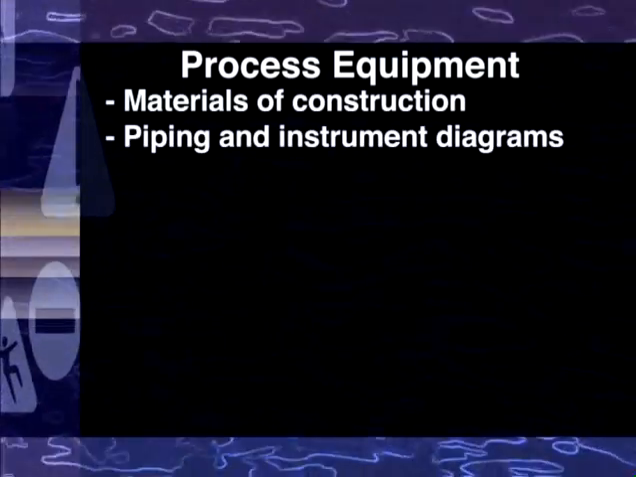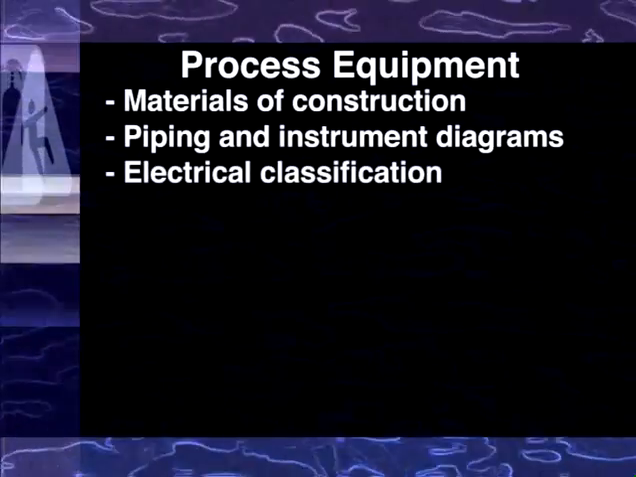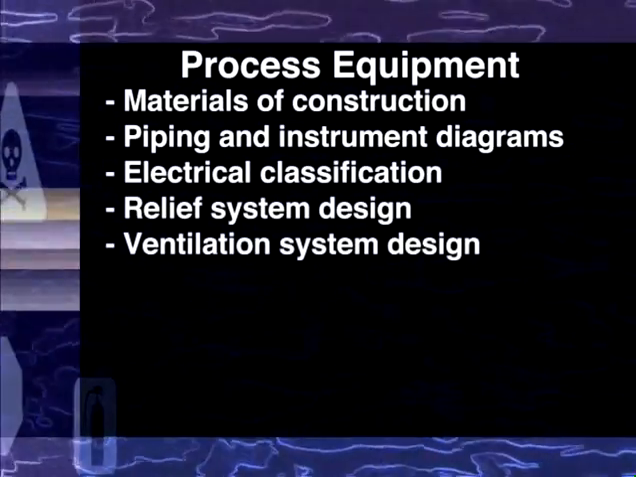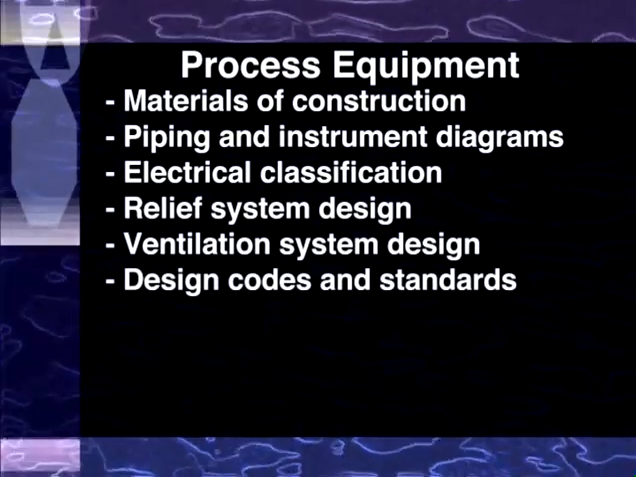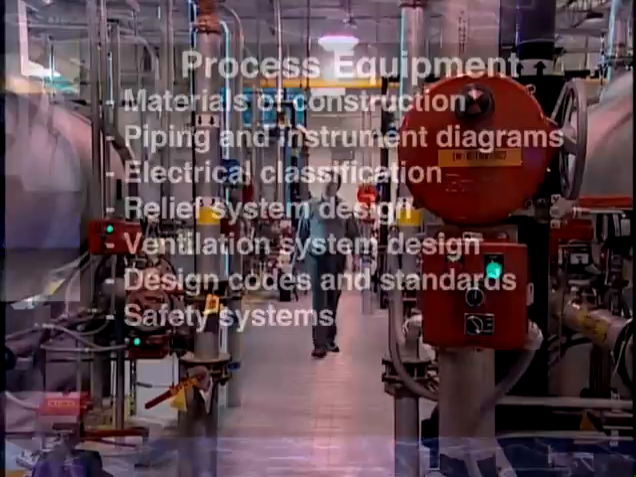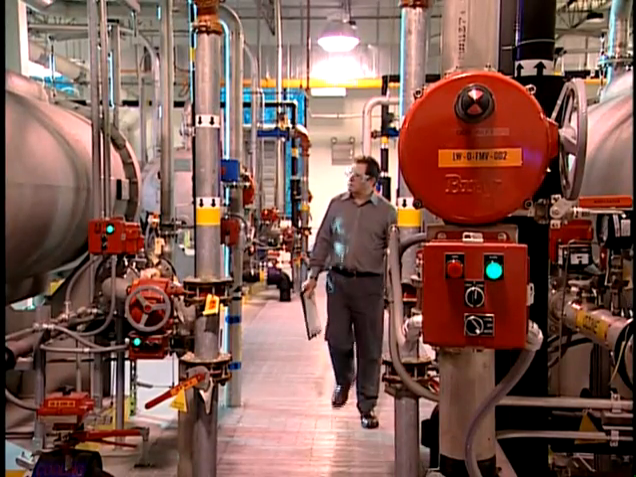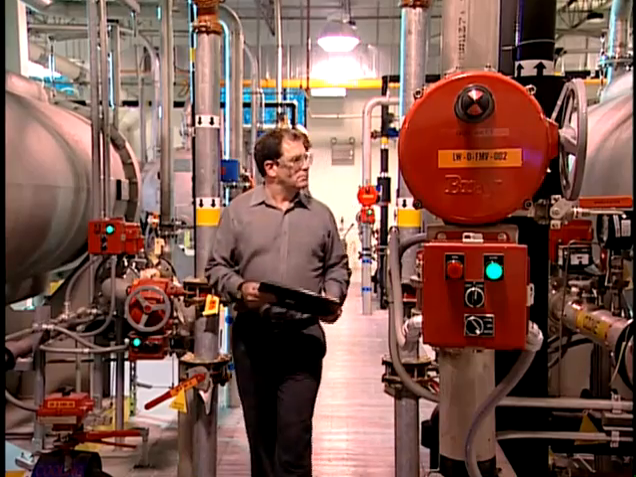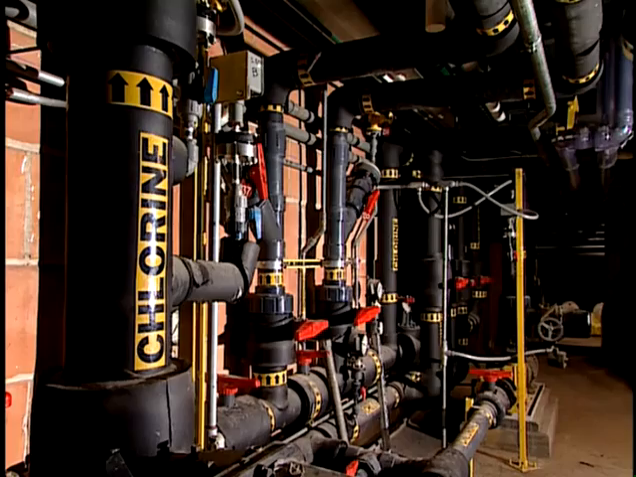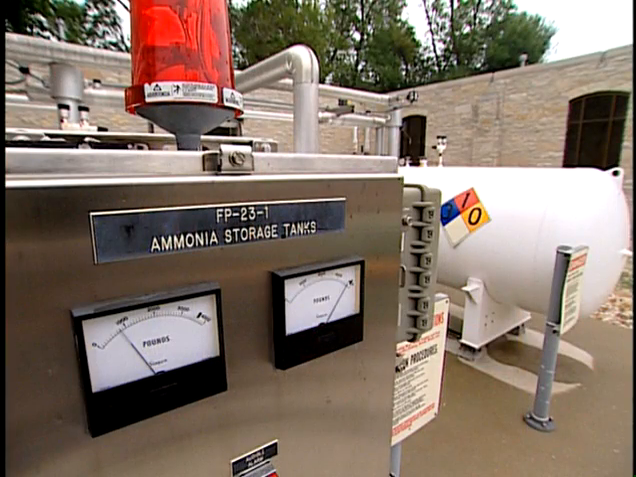For example, materials of construction, piping and instrument diagrams, electrical classification, relief system design, ventilation system design, design codes and standards employed, and safety systems. Utilities must also document that equipment complies with recognized and accepted good engineering practices. These are specific process design and operational practices based on codes and standards of relevant industry leaders.